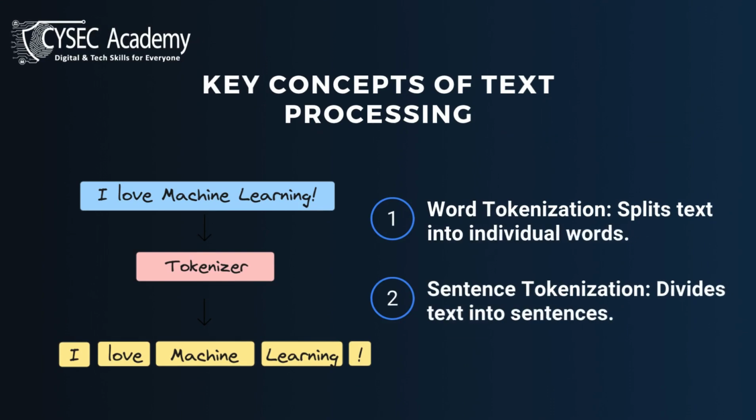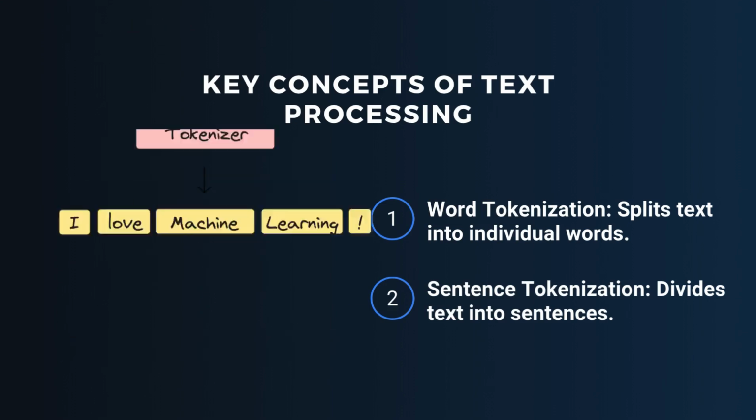1. Tokenization. Tokenization is the process of dividing a text into smaller units, such as words, phrases, or sentences. Word tokenization splits text into individual words. For example, the sentence "the cat sat on the mat" is tokenized into "the," "cat," "sat," "on," "the," "mat." Sentence tokenization divides text into sentences. For example, "I like apples. They are delicious" is tokenized into "I like apples," "They are delicious."